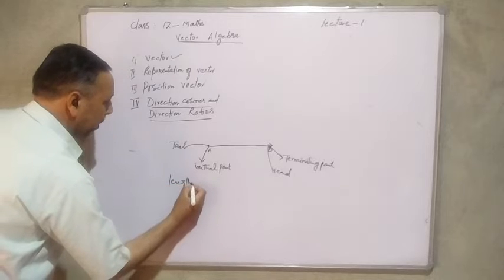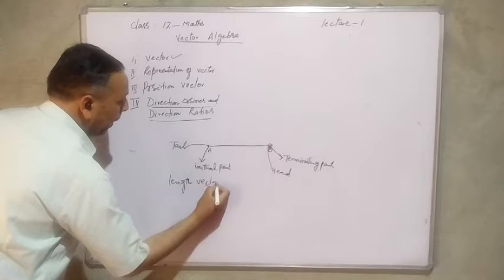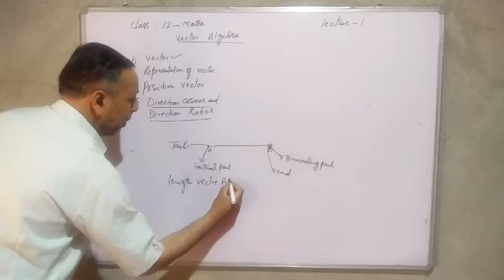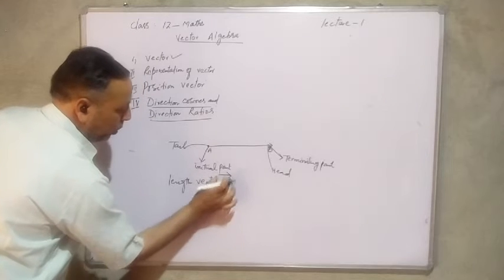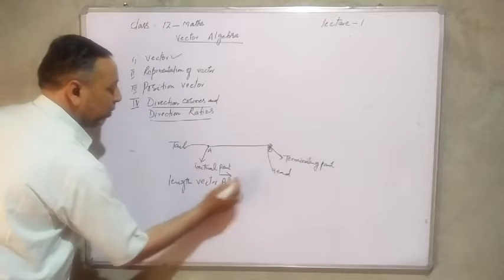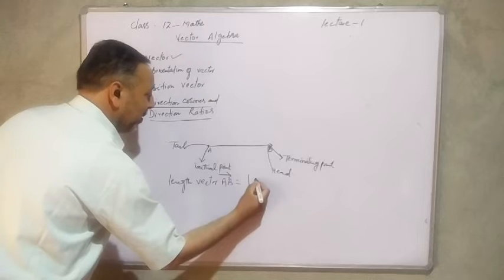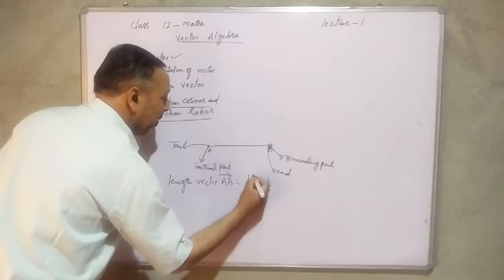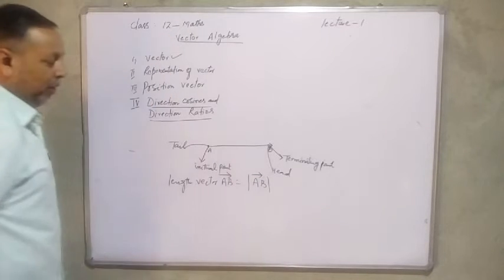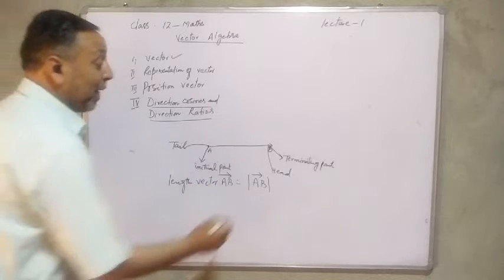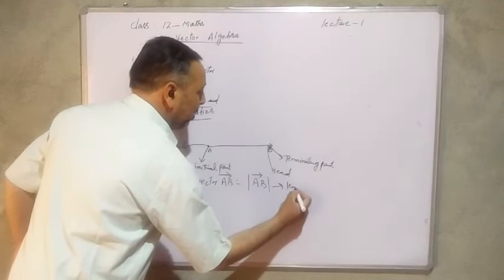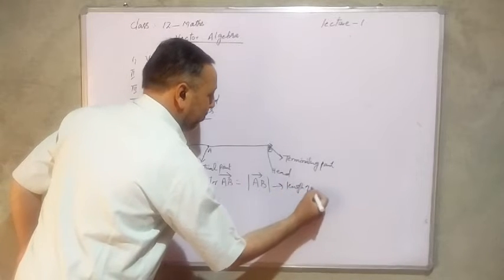Now length of vector AB. When the arrow is shown over AB, it means vector AB. Its length is the modulus of AB. This modulus of AB shows the length of the vector.